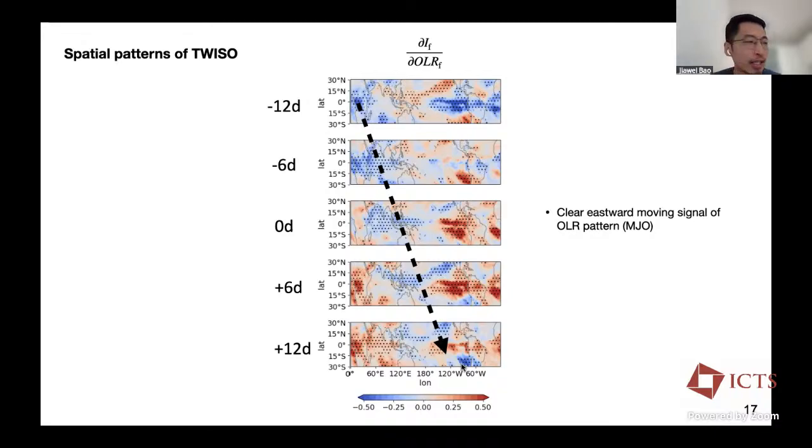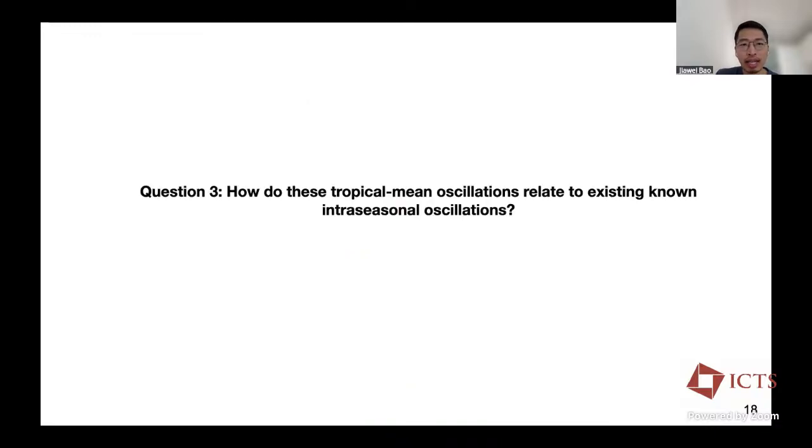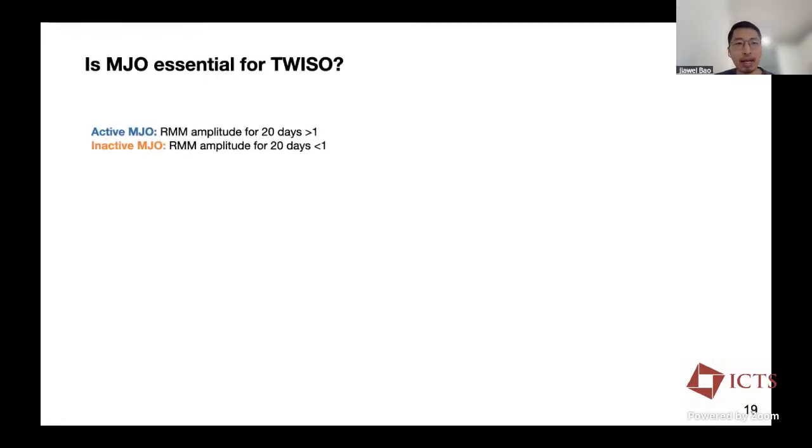So this gives us a question: what is the role of the MJO in this oscillation? This leads to question 3: how do these tropical mean circulations relate to the existing known intraseasonal oscillations? So we asked the question, is the MJO essential for TWISO? To separate the signal of the MJO, we divide the total TWISO cases into the ones happening during the active MJO and the ones happening during inactive MJO.